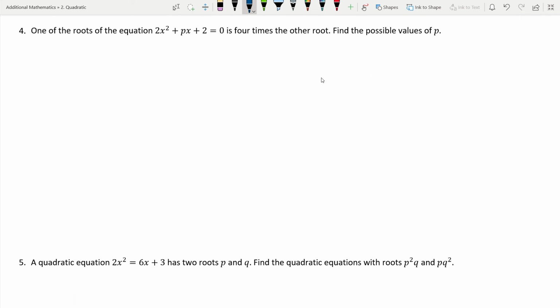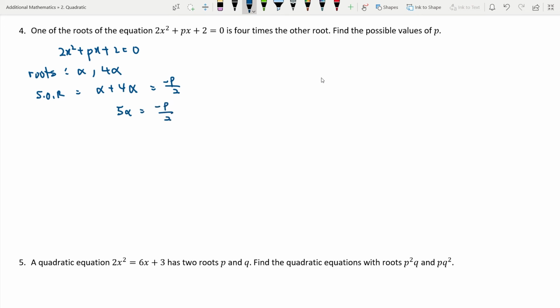Question 4. One of the roots of the equation 2x squared plus px plus 2 equal to 0 is 4 times the other root. Find the possible values of p. We have the equation 2x squared plus px plus 2 equal to 0, and the roots are alpha and 4 alpha. We are asked to find the possible values of p. Let's find the sum of roots, which is alpha plus 4 alpha equal to negative b over a. 5 alpha is equal to negative p over 2.